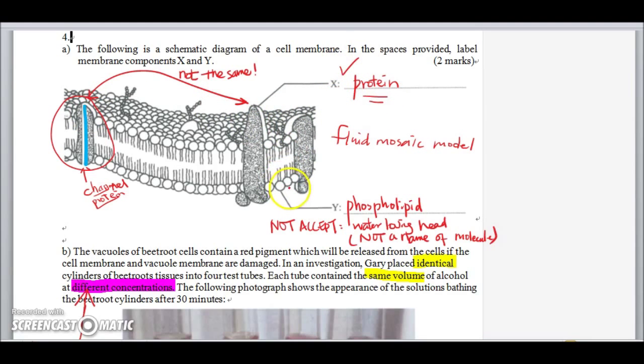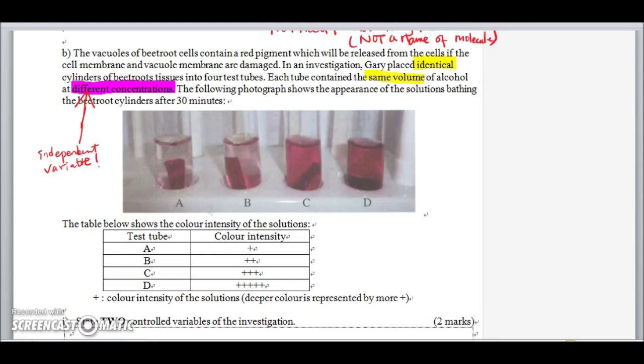And then when you label this, you label it as phospholipid, and you should not write down water-loving head, because this is not a name of the molecule. It is just a description of the structure. Then look at question B.